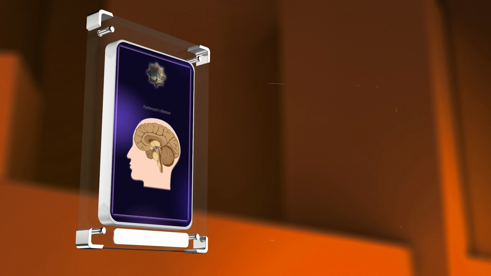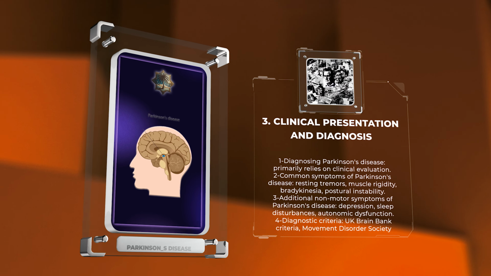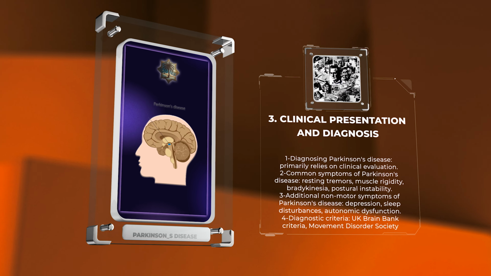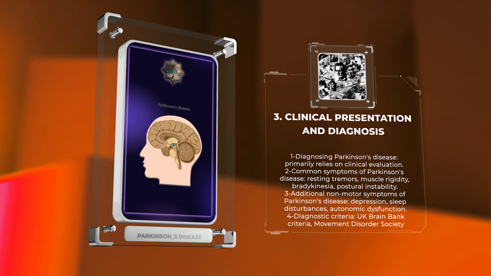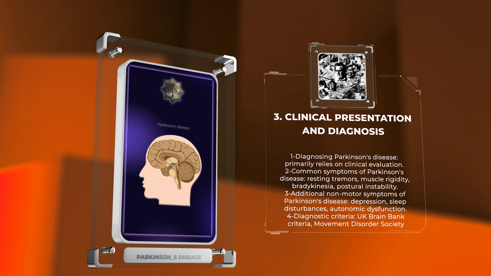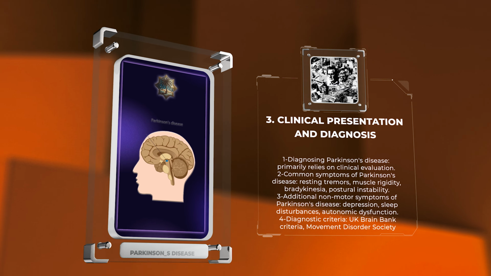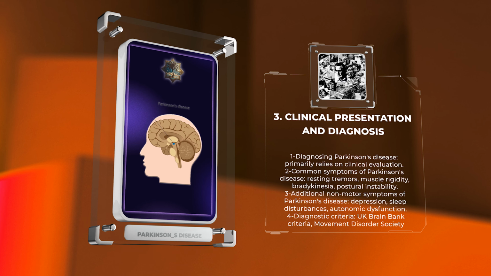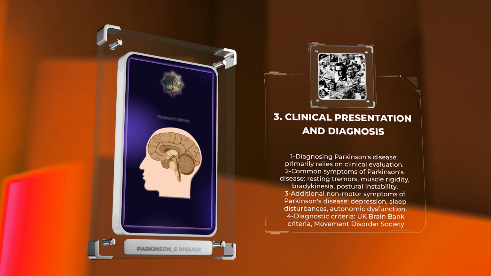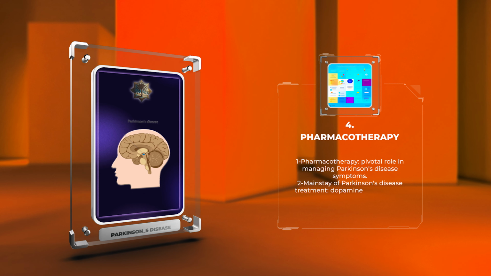Diagnosing Parkinson's disease can be challenging as it primarily relies on clinical evaluation. Common symptoms observed include resting tremors, muscle rigidity, bradykinesia, and postural instability. Additional non-motor symptoms such as depression, sleep disturbances, and autonomic dysfunction may also be present. Various diagnostic criteria, including the UK Brain Bank criteria and the Movement Disorder Society criteria, aid in establishing a definitive diagnosis.